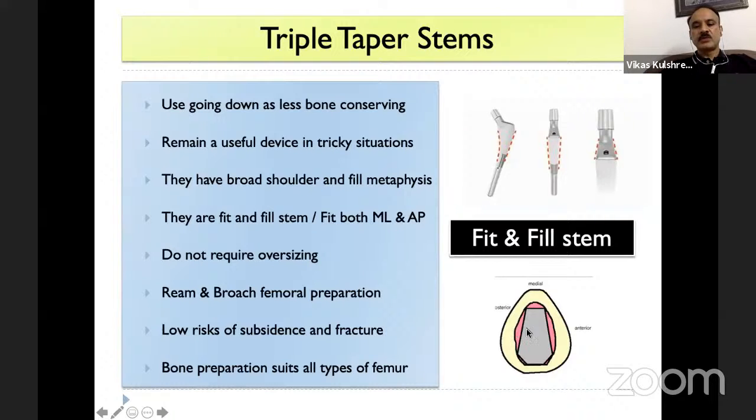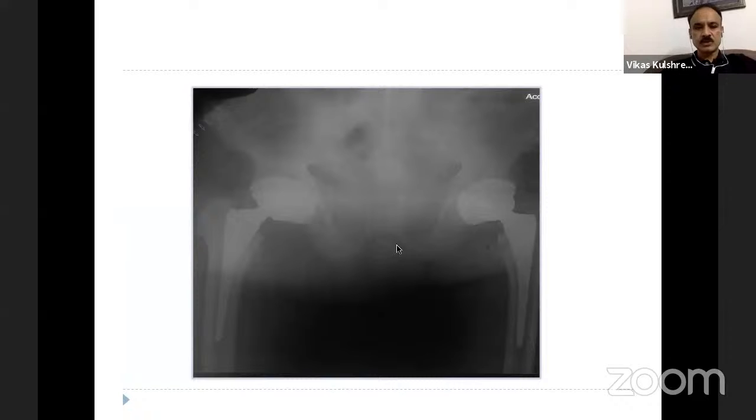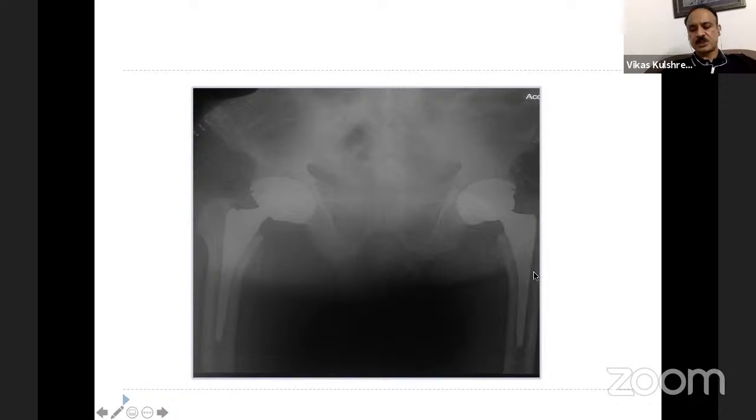So if somebody who's not very confident in properly templating or using a blade stem, a triple taper stem is a useful stem to have in your armamentarium. Unfortunately, the only stem left in our market right now is a Synergy stem. So you see here, you have not filled the canal, but they are stable. They allow some bone around, and they tend to fill the canal by their shape.